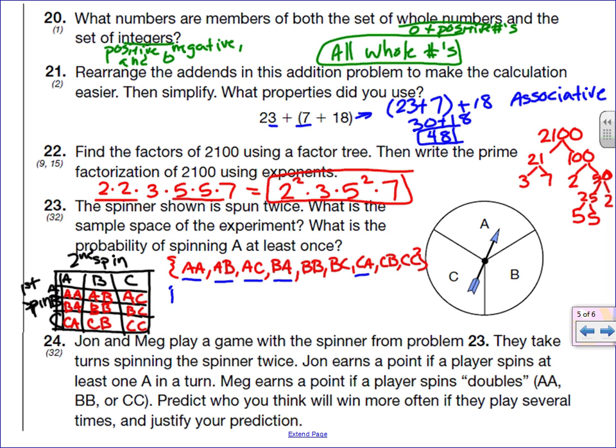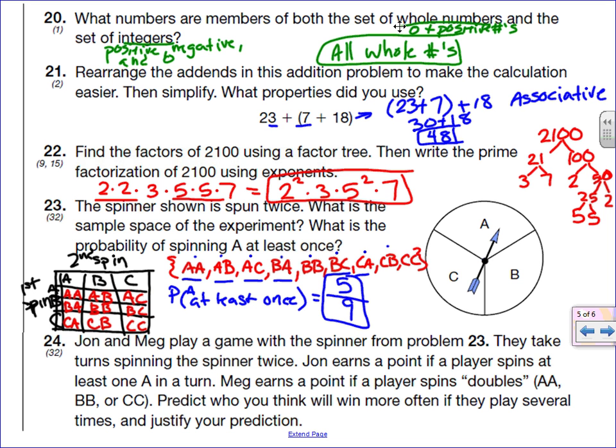So probability of A at least once is how many favorable outcomes are there? Those are the underlined ones. 1, 2, 3, 4, 5. Out of the total number of outcomes, that's how many are in the sample space. 1, 2, 3, 4, 5, 6, 7, 8, 9 total. So the probability of getting A at least once is 5/9.